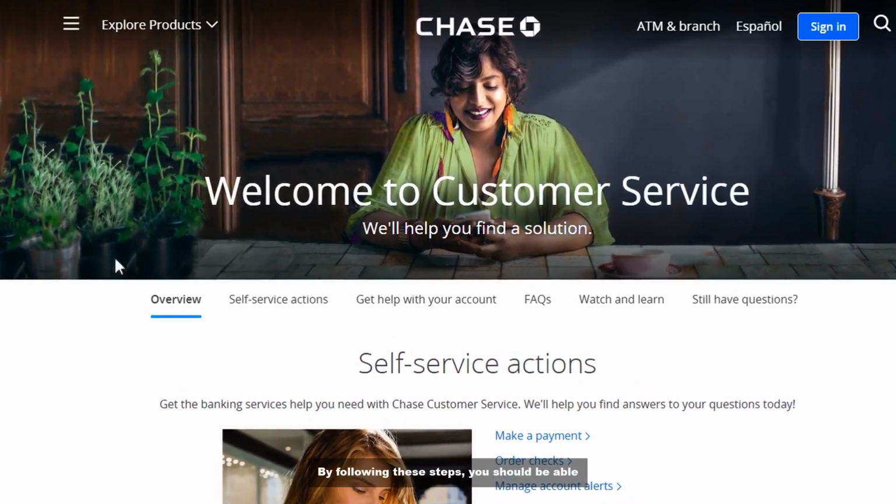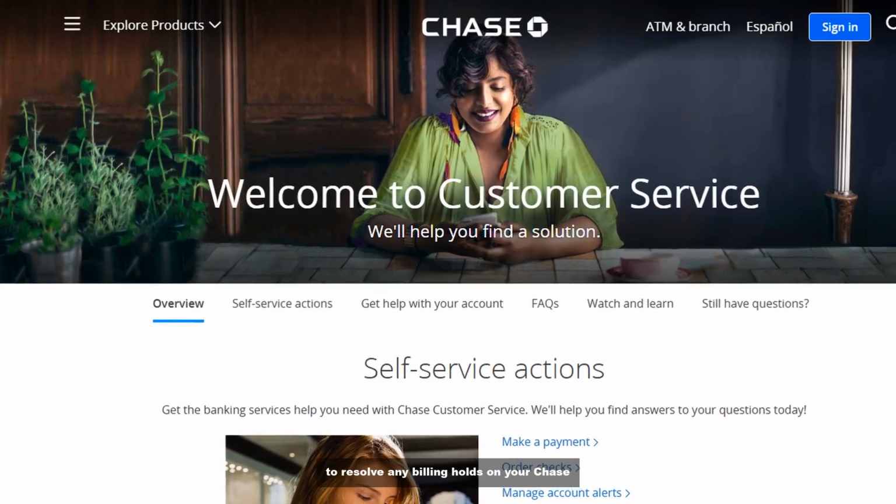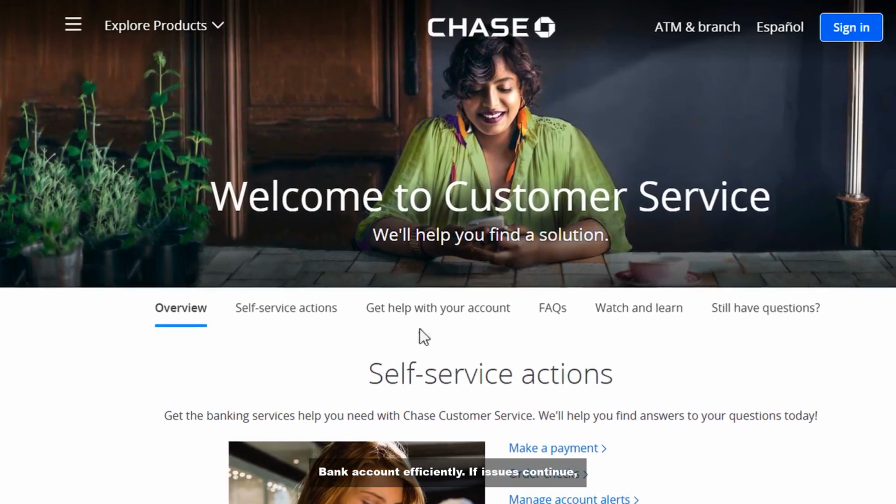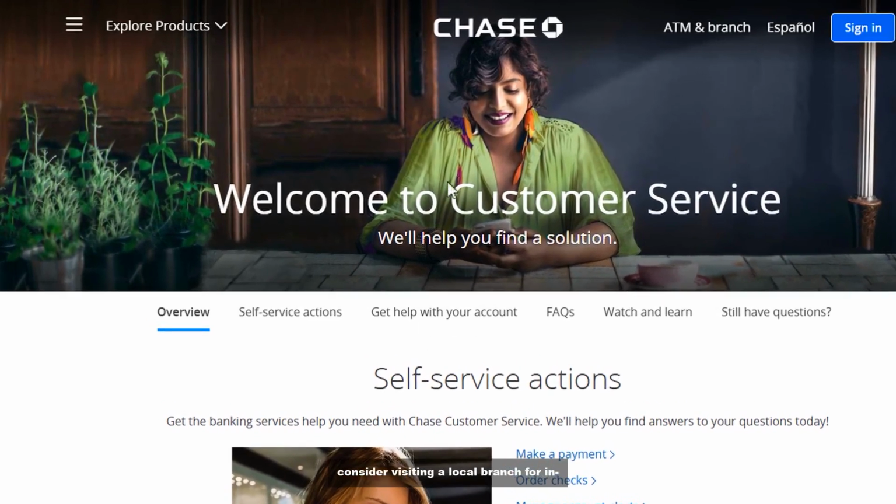By following these steps, you should be able to resolve any billing holds on your Chase Bank account efficiently. If issues continue, consider visiting a local branch for in-person support.